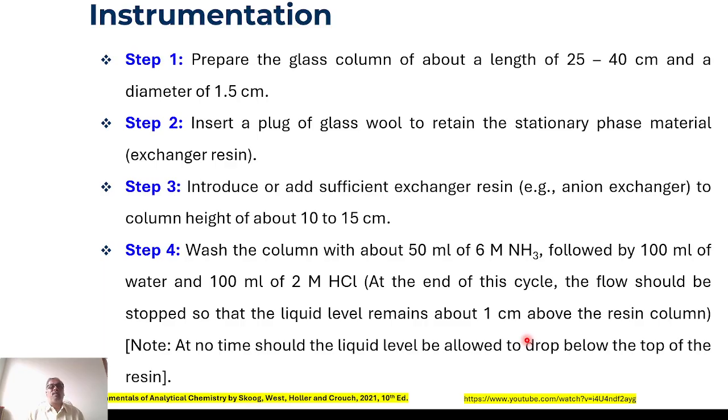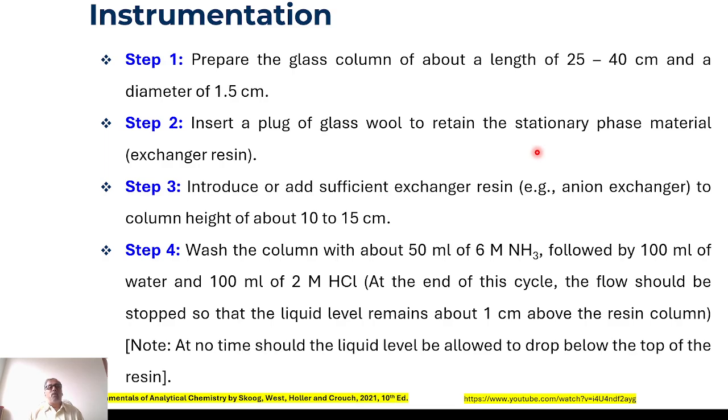So for the instrumentation part, you take a glass column having a length of about 25 to 40 centimeter. The diameter could be 1.5 centimeter. You decide the column size. This is for manual. If you go for HPLC, then the column size will be very short and the diameter will be very small. That is the reason why we apply pressure in HPLC, in order to prevent back pressure in the column.